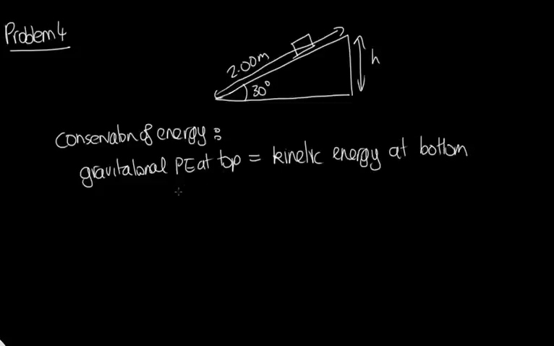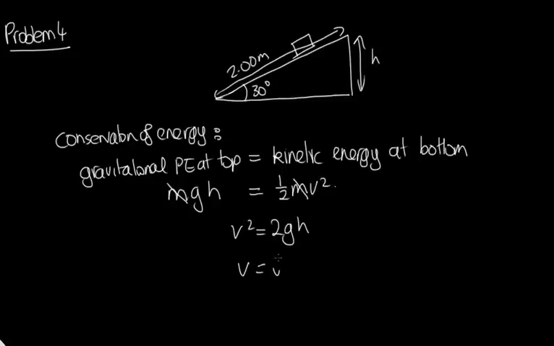And so the gravitational potential energy at the top is given by mgh, and the kinetic energy at the bottom is given by a half mv squared. So we've got the mass on each side, so that actually cancels out. And so we can write v squared is equal to 2gh, or v is equal to the square root of 2gh. Now we know what g is, 9.8. So what we need to do now is work out this h.